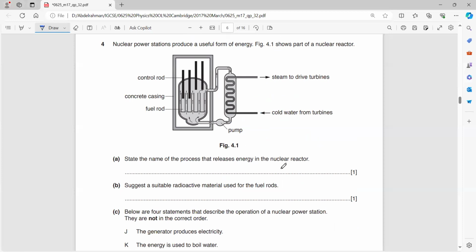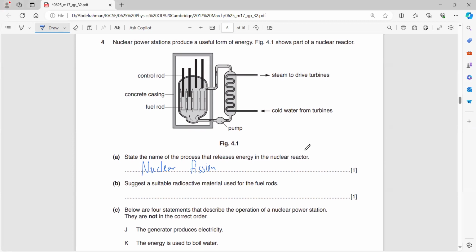State the name of the process that releases energy in the nuclear reactor. Okay, in the nuclear reactor. It's one of the forgotten processes. Usually we tend to forget this process. Do you remember it? Nuclear fission. Fission, yes, thank you. Nuclear, not fusion. Nuclear fission. Nuclear fusion happens in the sun. But in the nuclear reactors here on Earth, we use what? We use the nuclear fission.